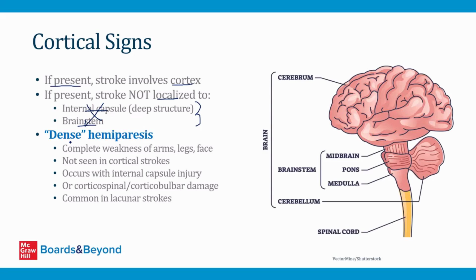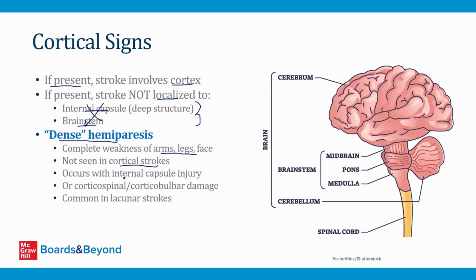And then another feature you can detect on physical exam in stroke patients that's not technically a cortical sign, but it can be very helpful for localizing where the stroke is occurring, is so-called dense hemiparesis. This refers to complete weakness of the arms, legs, and face. You generally don't see this in cortical strokes. As we talked about earlier, cortical strokes involve damage to some part of the homunculus, but usually not the entire homunculus, so you don't get complete weakness of the arms, legs, and face. In order to get that dense type of hemiparesis, you need to have damage to some lower region below the cortex where all the motor fibers are running together.